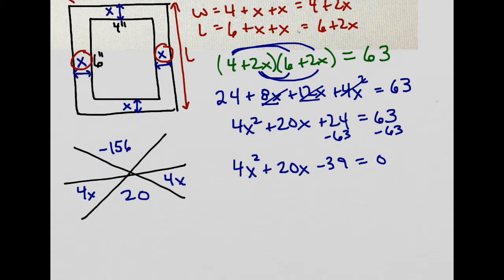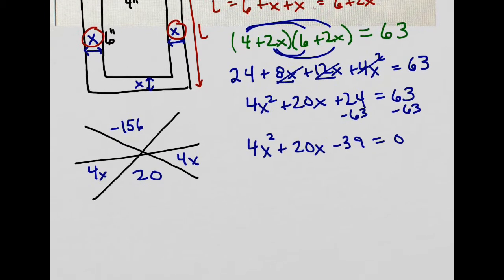So I need to find things with a difference of 20. So let me start looking at my factors. So if I've got negative 156, we can multiply 2 and 78. That's not going to work. We could multiply negative 3 and 52. That doesn't add to 20. Negative 4 and 39. That's not going to work. Let's see. What about negative 6 and 26? That looks good. So let's put in a negative 6 and a positive 26. So those will multiply to give me negative 156, but add to give me 20.